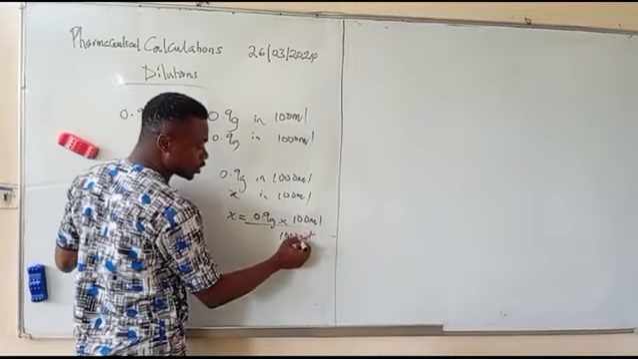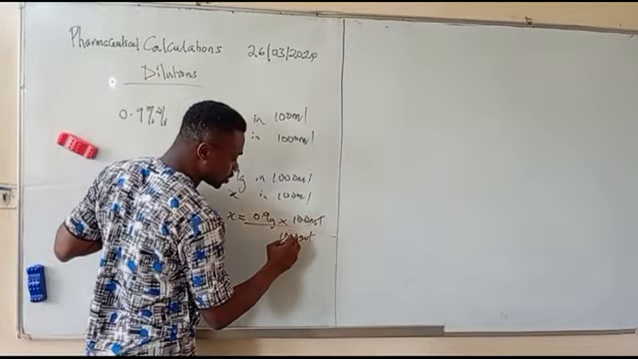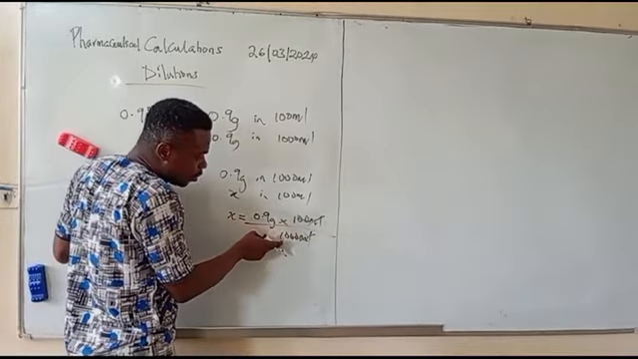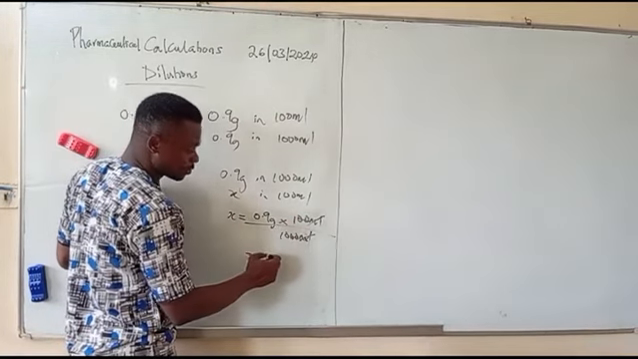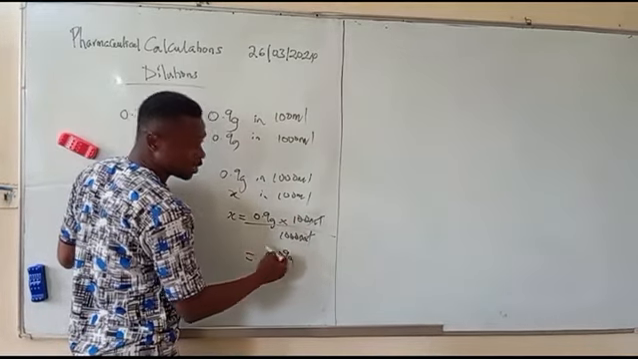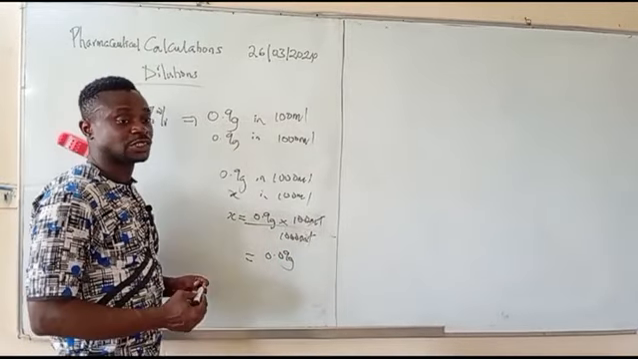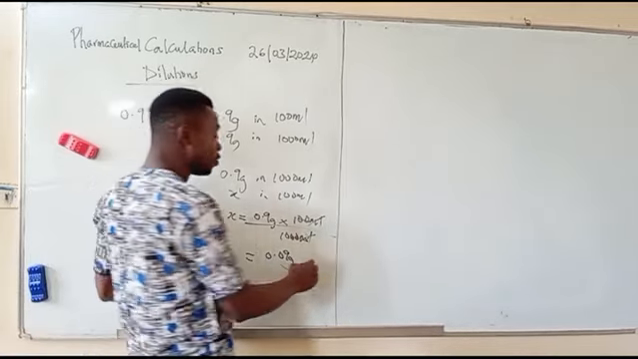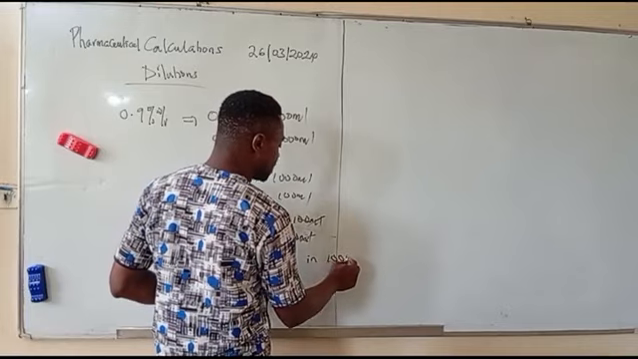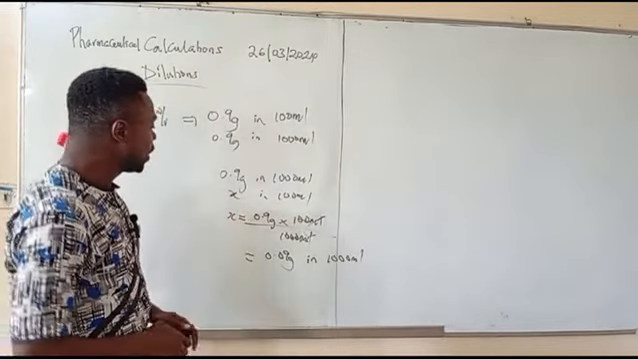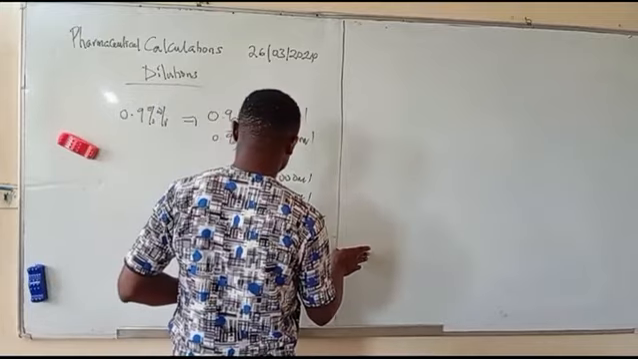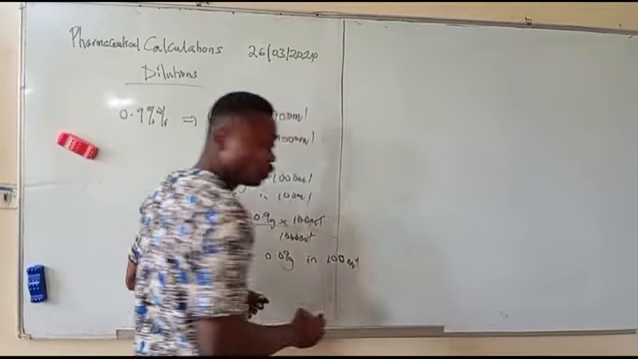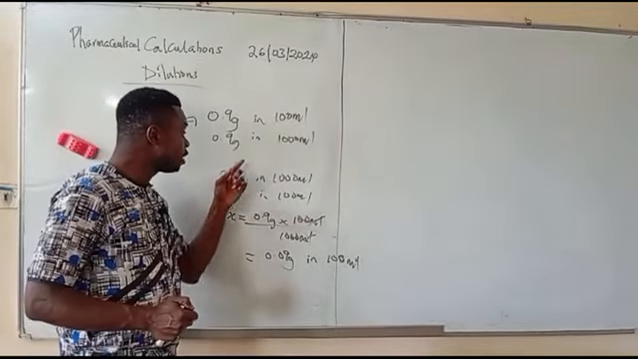So ml will cancel ml, and this 0 will cancel this 0. So 0.9 gram divided by 10. This should be 0.09 gram. So we have 0.09 gram of sodium chloride in 100 ml. Remember we said that if we have increased the volume to what?